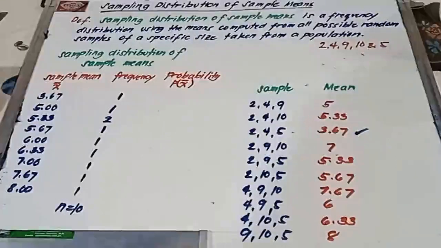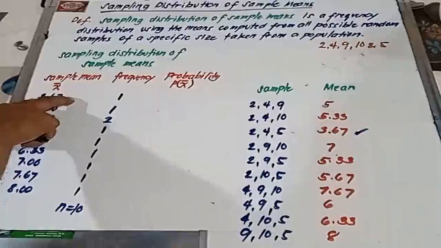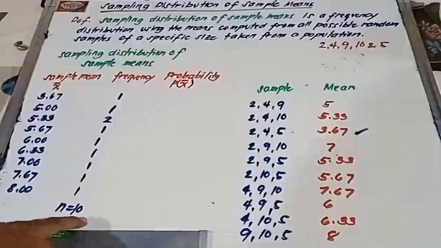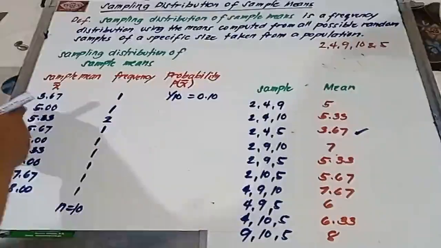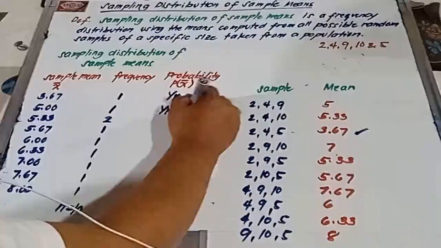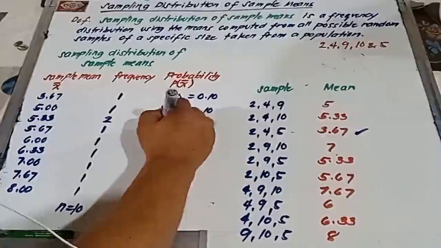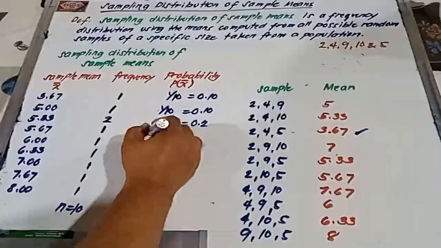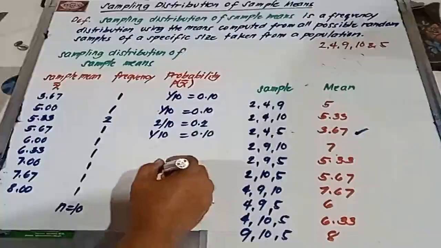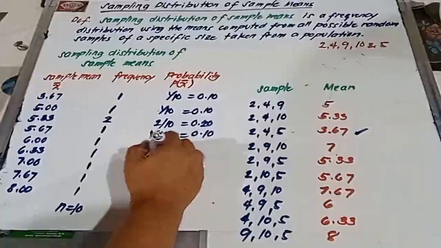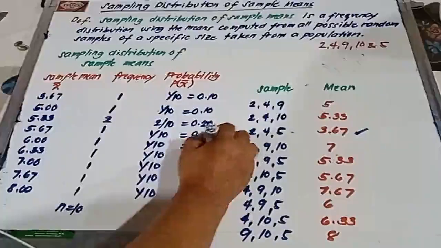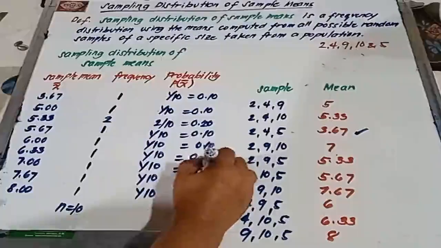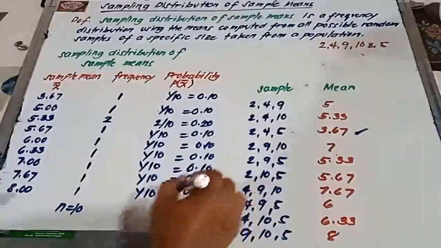Okay. Now, ano yung probability value ng ating 3.67 mean? So, isa lang ang frequency niya. Ang ating sample space is 10. So, therefore, ang ating probability value of 3.67 is 1 over 10, or just simply 0.10. And probability value of this mean is 1 over 10 also, equal to 0.10. Probability value nito is 2 over 10. This is equal to 0.2. Probability value is 1 over 10, 0.10. This is 1 over 10 also. Lahat ito ay 0.10. Okay?